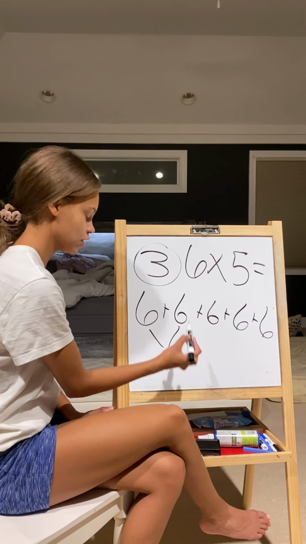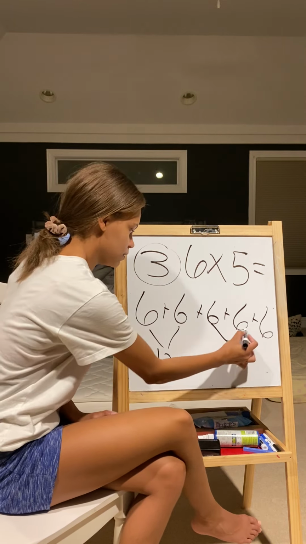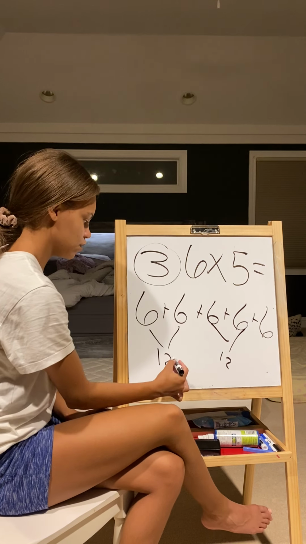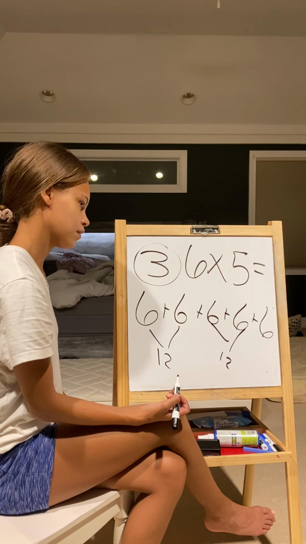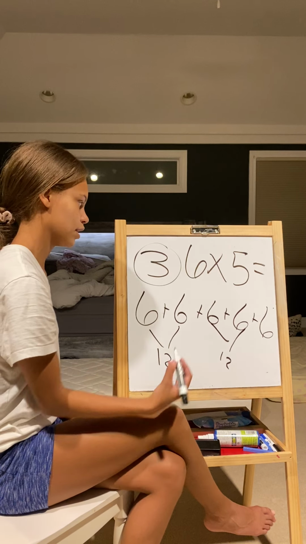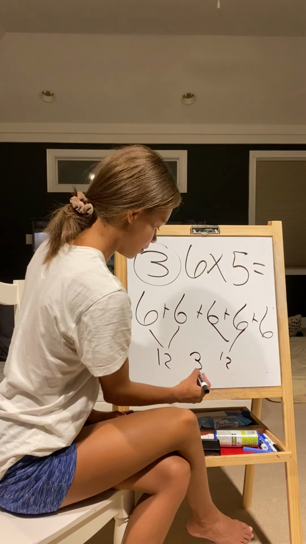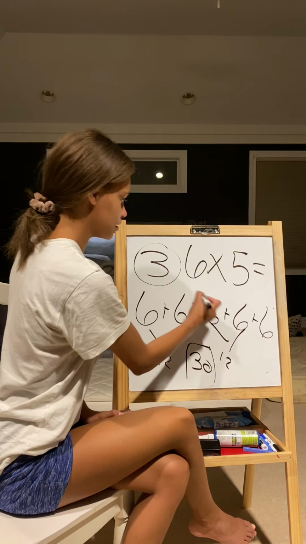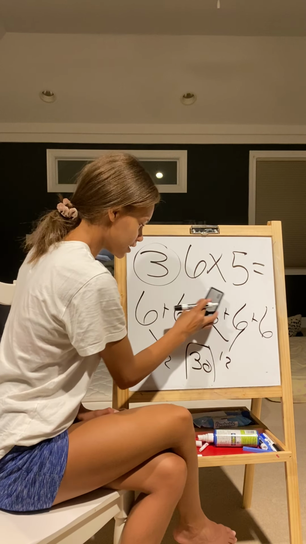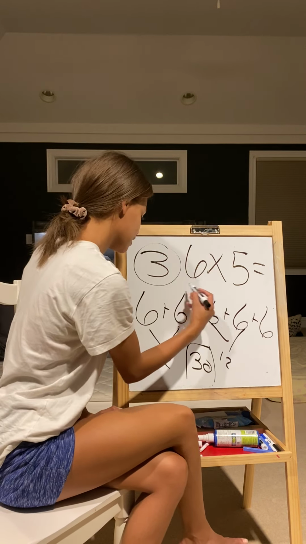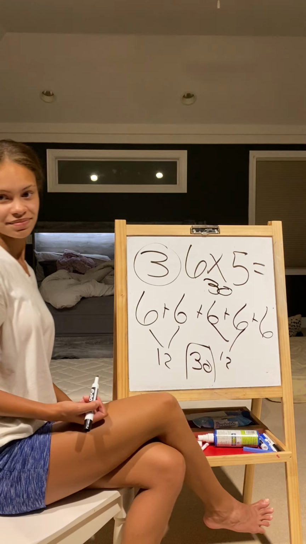So 6 plus 6 is 12. 6 plus 6 is 12. So 12 plus 12 is 24. 24 plus 6 is 30. So the answer to this problem is 30. 6 times 5 is, why did I write down another 6? Because I wrote down tons of 6s already. Okay, so 6 times 5 is 30. Okay?